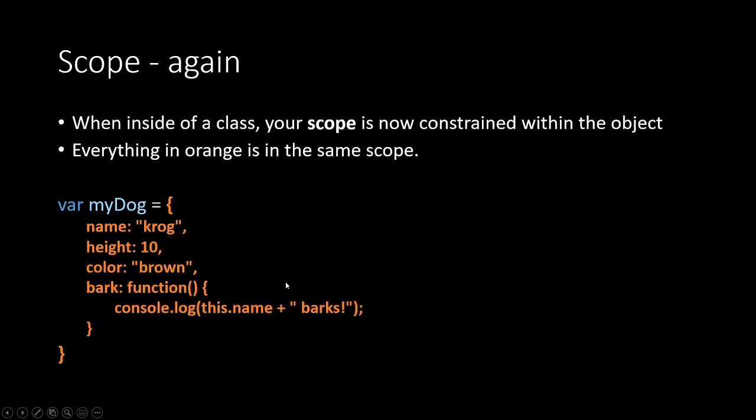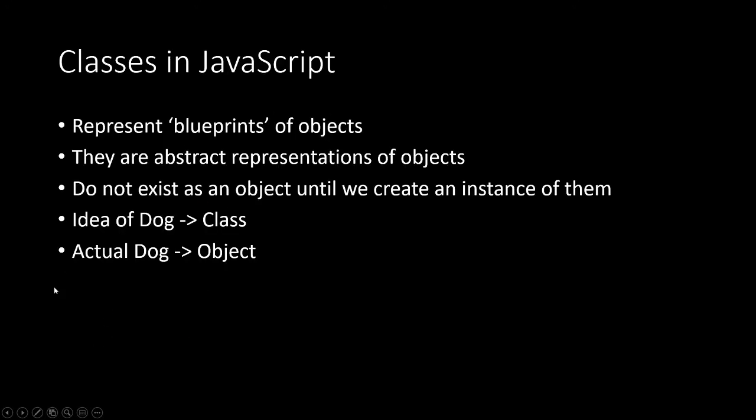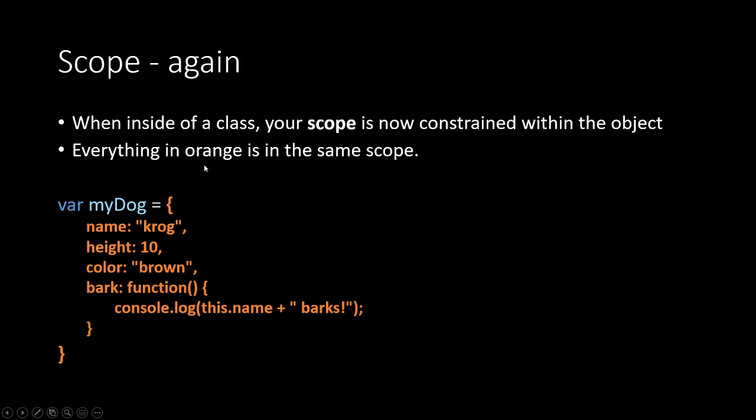Again, this is actually called scope also. So we've dealt with scope before in a previous class, but in this class again, this is the scope for Krog. Great, so that's everything inside the scope. This refers to anything inside of that scope, from the opening curly bracket down to that closing curly bracket there.